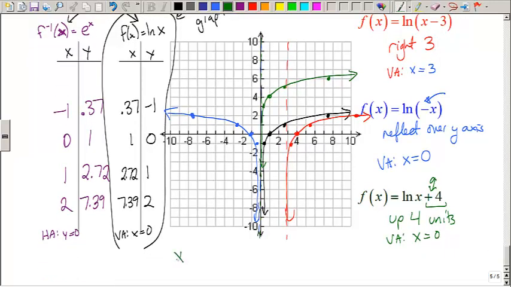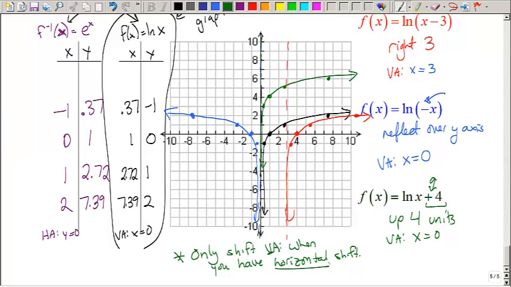Again, one last note. Only shift your vertical asymptote when you have a horizontal shift. Similarly, if you're doing exponential functions, you only shift your horizontal asymptote when you have vertical shifts. The horizontal and the vertical should be opposites. Vertical asymptote, horizontal shift. Horizontal asymptote gets moved if you have a vertical shift.